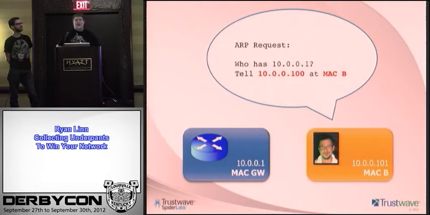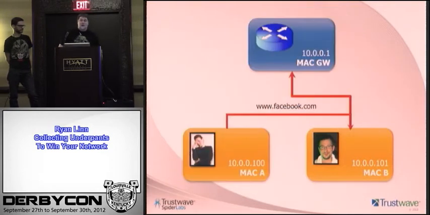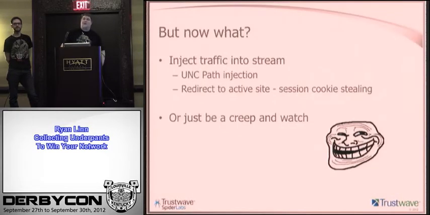So he goes ahead and sends out another advertisement that says that he is also the MAC address for her machine. And so the MAC address for her machine gets cached in the router as being John. So here's what happens now. When she makes a request to Facebook, that request goes to John. John forwards it to the gateway, so he's seen the request. And then when the request comes back, he sees that as well.